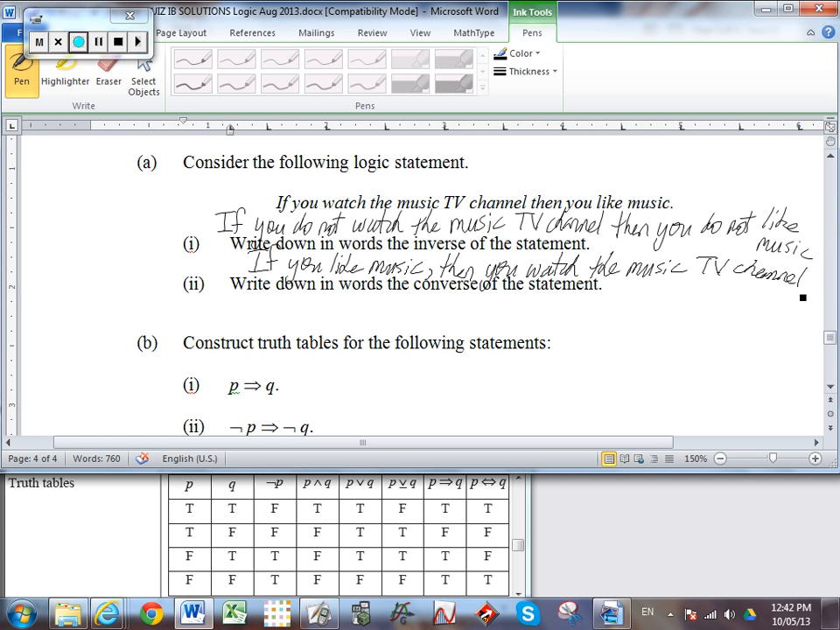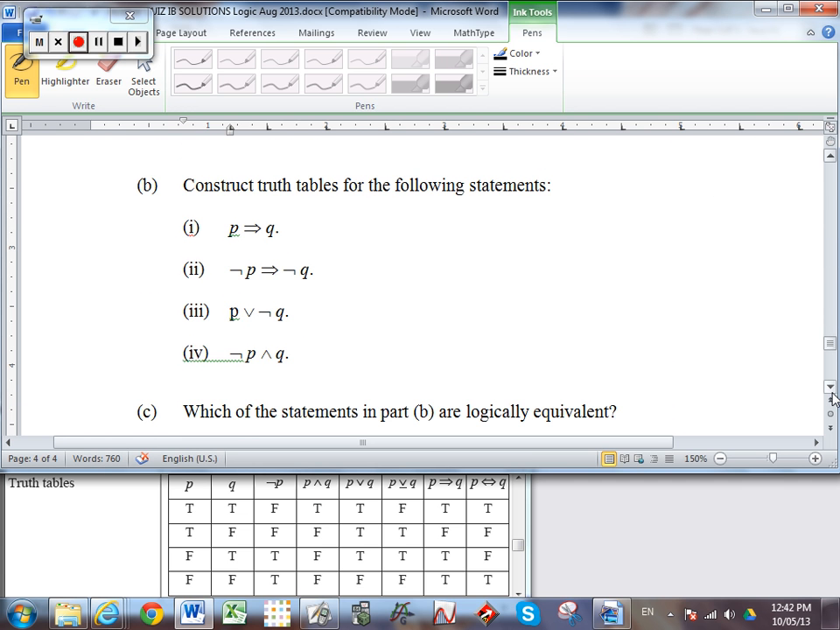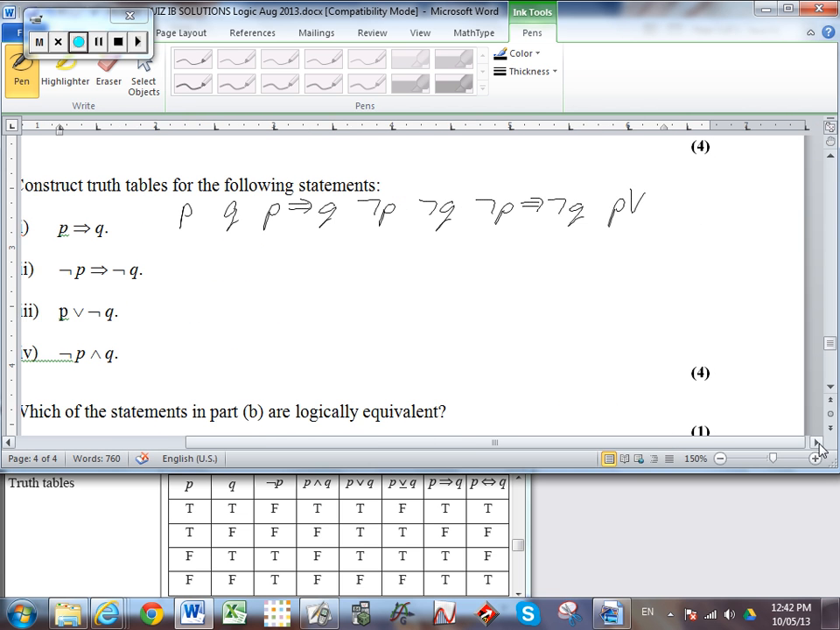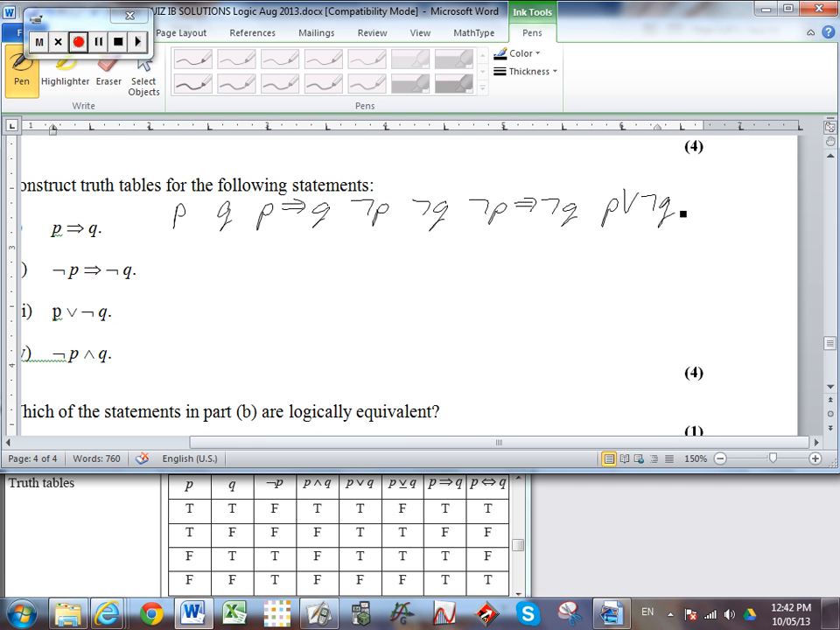Alright, we now need to construct truth tables for the following statements. So let's do it all in one big truth table. We've got P and Q, and then we've got P implies Q. This is too easy now that you're given truth tables in the formula package. We're going to need to know what the not P and the not Q are before we can find out what not P implies not Q. And then we need to find out what P or not Q is. And lastly, we need to find out what not P and Q is. Okay, so big truth table coming.